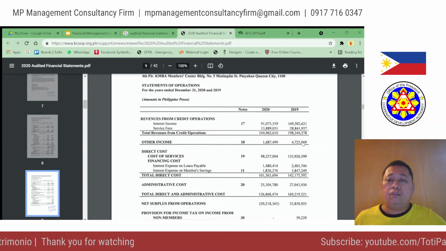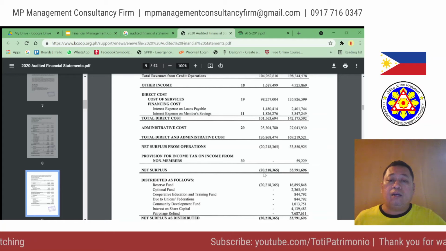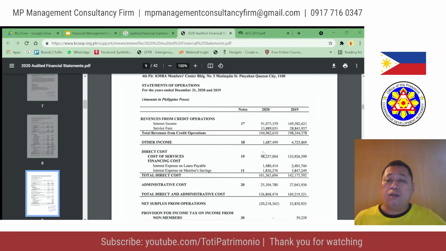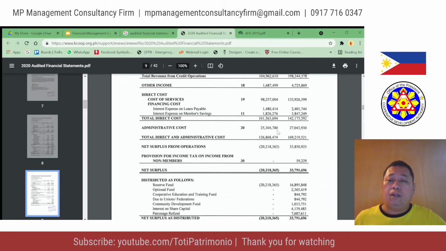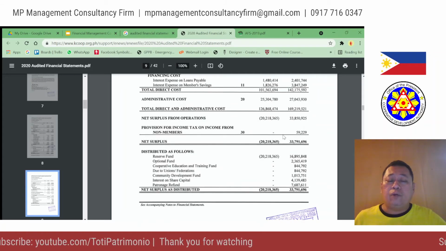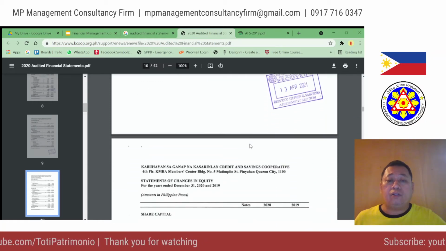It is presented here that in 2019, they have a taxable income from non-exempted transactions of the cooperative. Here, the net deficit reported was 20 million, but in 2019, it gained 33 million. So, we don't know what happened. Anyway, we are not going to analyze the financial statements per se, but I'd like you to take a grasp at what accounts are included in the presentation of the audited financial statement.